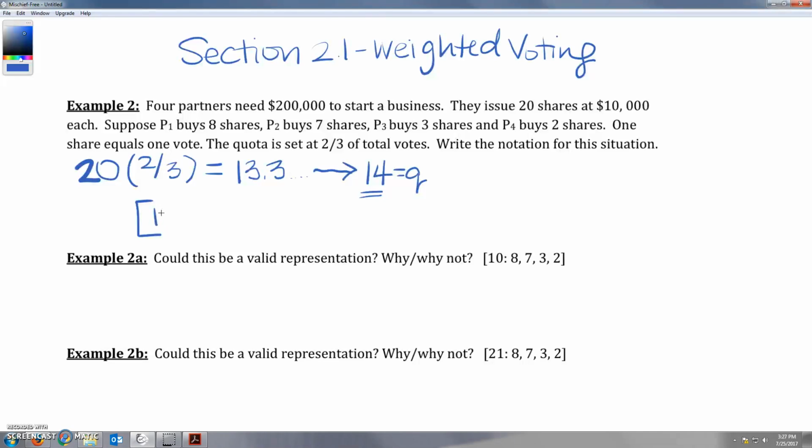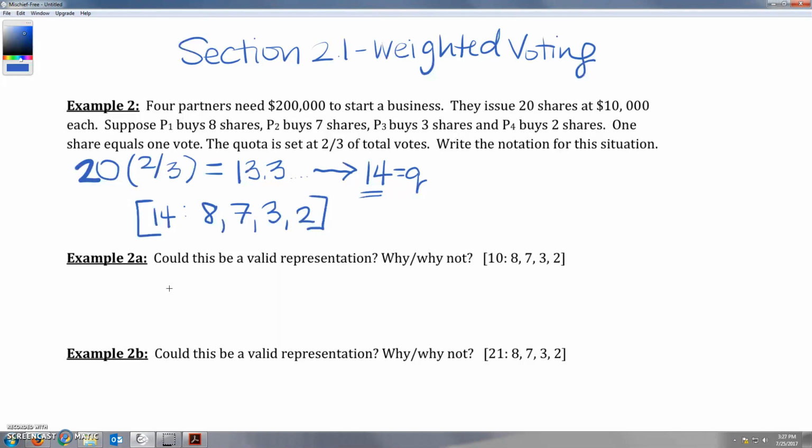So when we write out this weighted voting system, we've got 14, and then we're going to list the weights from largest to smallest. So the largest one we see is player 1 with 8, then player 2 with 7, player 3 with 3, and player 4 with 2. So there is our notation for this weighted voting system.